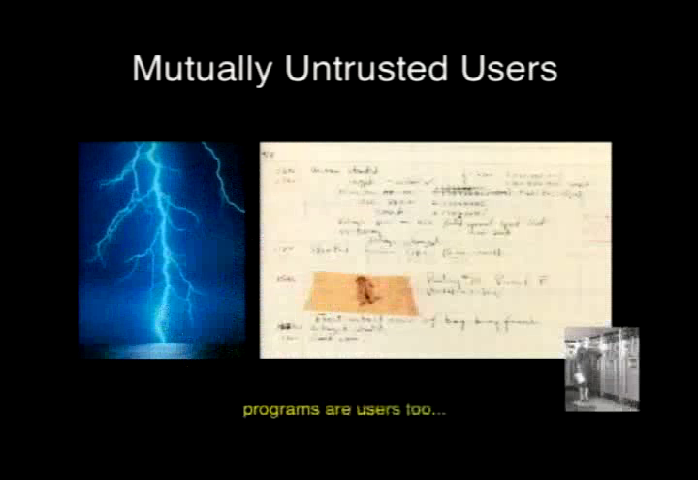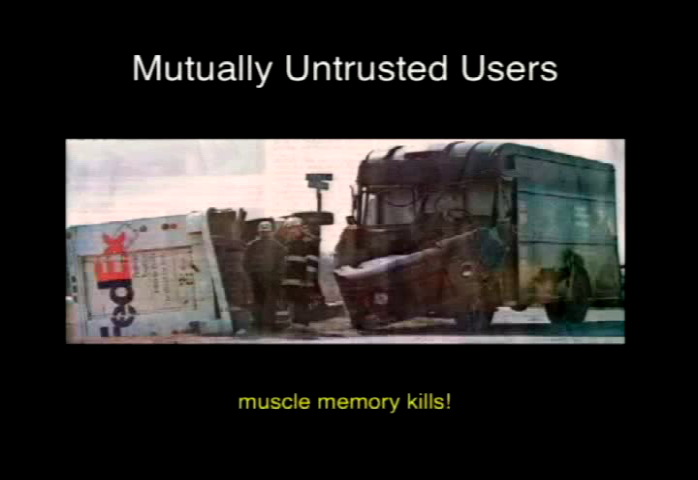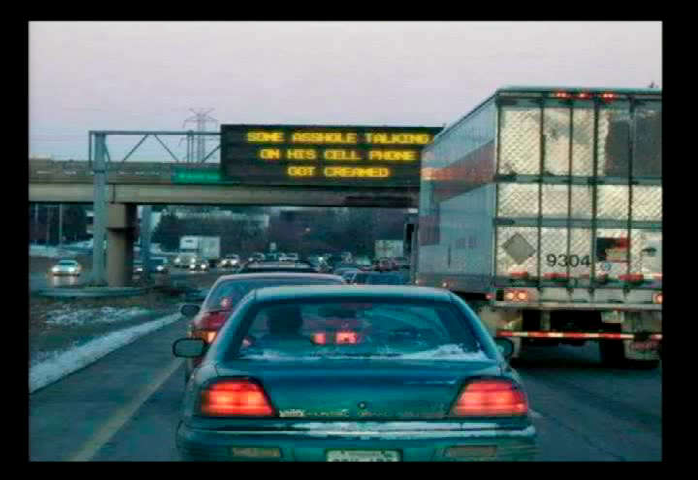And programs are mutually untrusted users too: bugs, things blow up. And some of the worst mutually untrusted users are professional sysadmins. Muscle memory kills. We all know this. We make the worst mistakes and the most mistakes because we're doing this all the time. So what do we do when, if one person blows up something with shared infrastructure, everybody using the shared infrastructure is affected, right? How do we mitigate this problem?